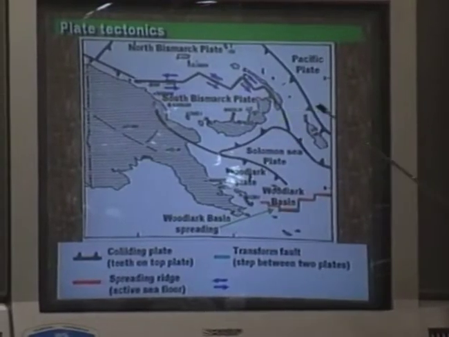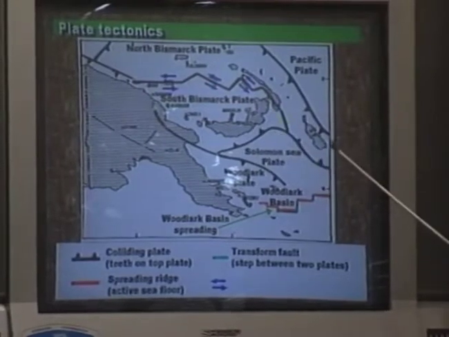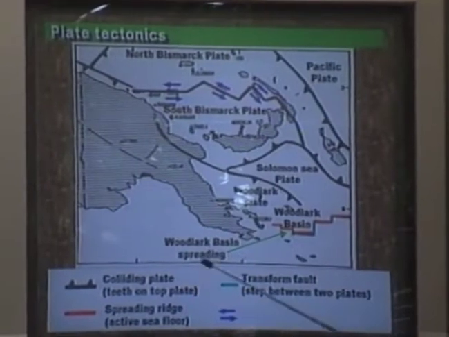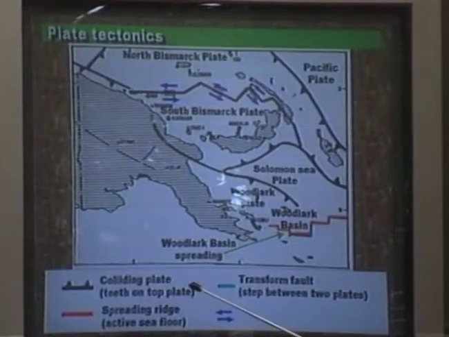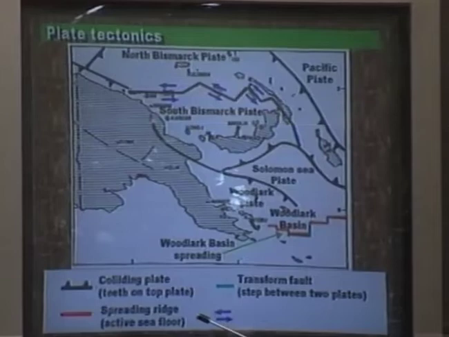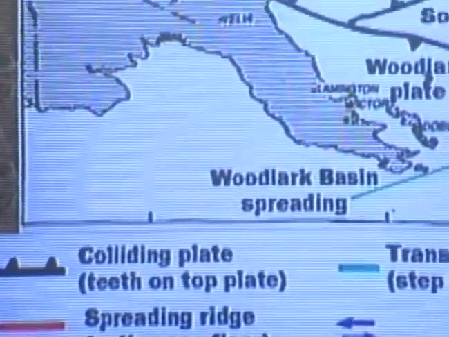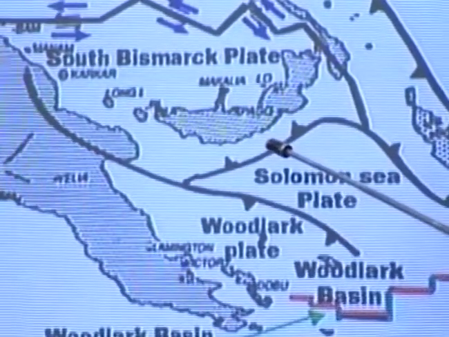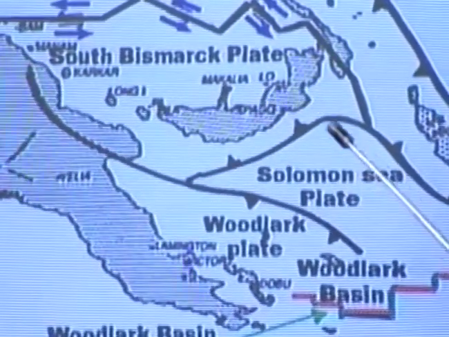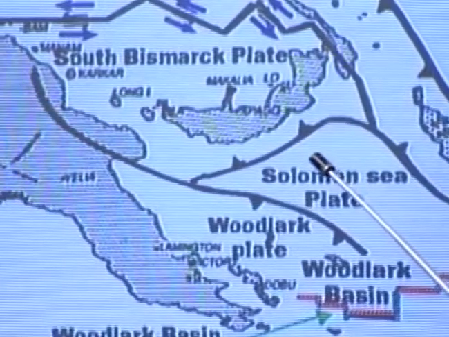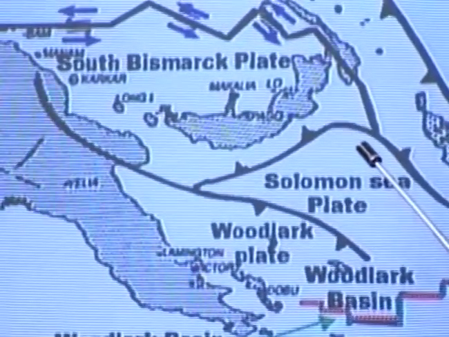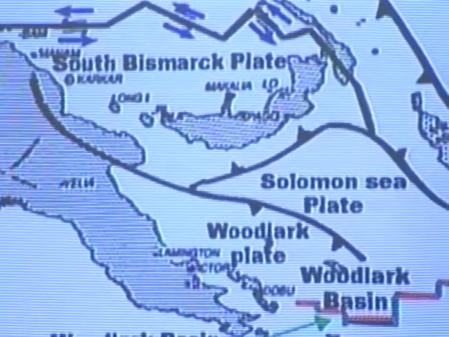Check. The triangles are supposed to show the colliding plate, where the teeth are on the top plate. So if it is on the top plate, that means the Bismarck plate would have to be the one that subducted, and the Solomon plate was the one on top, resulting in the formation of the trench. Okay, so his explanation is correct.